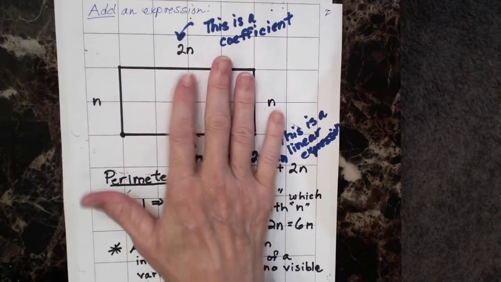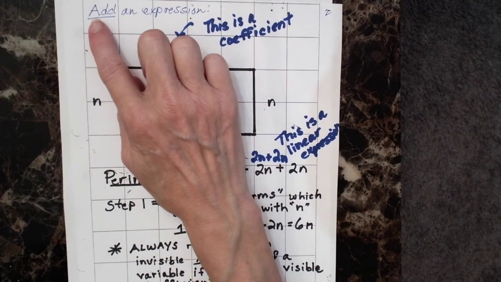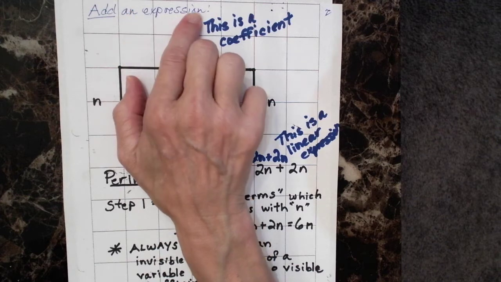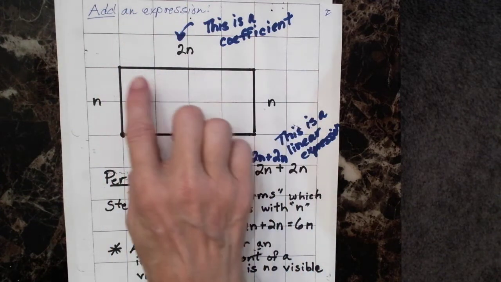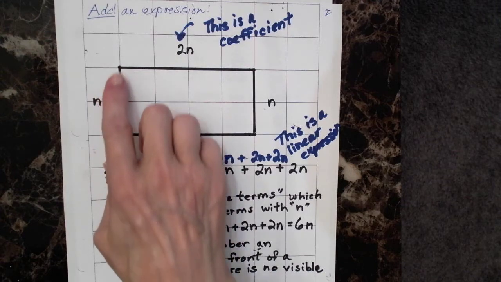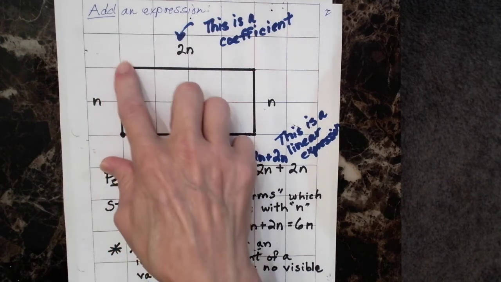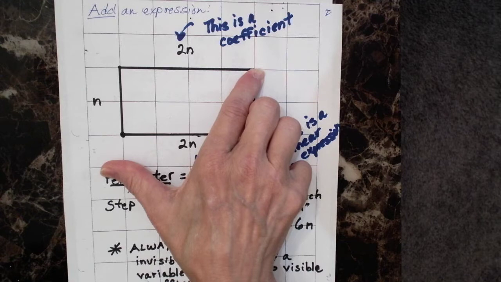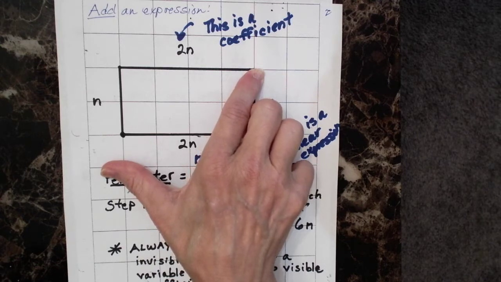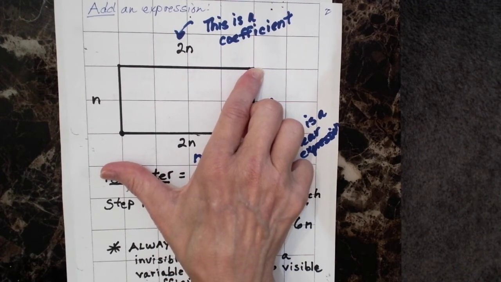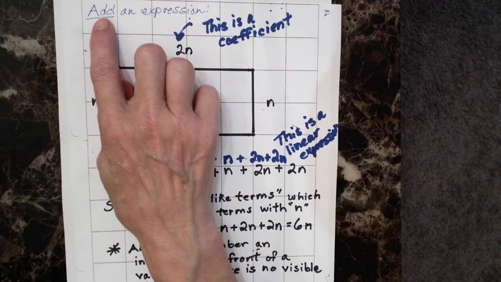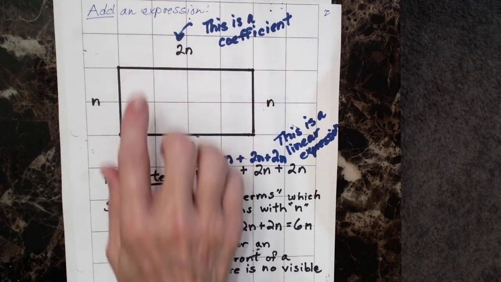So on this page, we're going to do one thing: add an expression. So I drew a rectangle and said the length is n, and this length is 2 times n. We're not trying to solve using any particular values. We're just trying to add an expression.